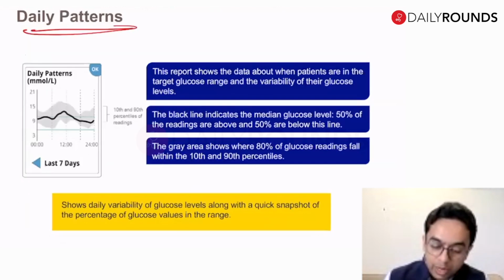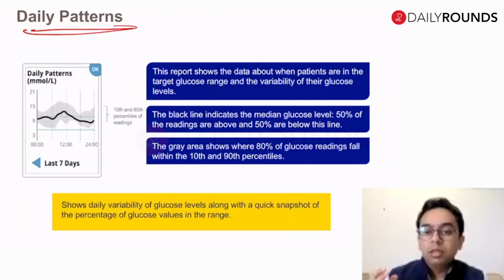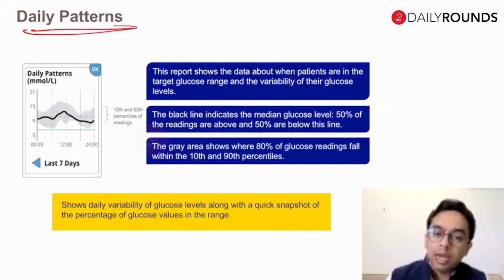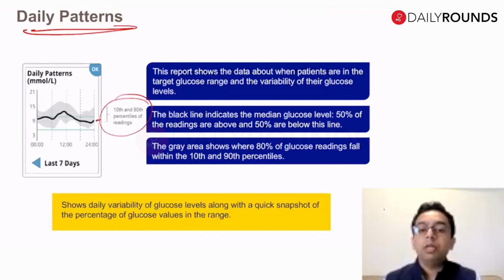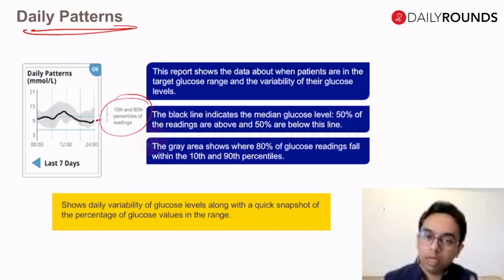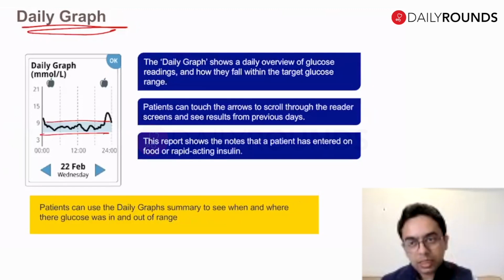Then you have daily patterns over 7 days, 14 days, 30 days, 90 days. It will give you a trend, it will give you a daily pattern. The pattern will also have, if you see for 7 days, this is the median, and the 10 to 90 percentile of the readings would be shown here. So it's not for one day, it is averaged for 7 days. So that is the difference between the daily pattern and the daily graph. In the daily graph, you will get a single day's complete blood sugar graph.